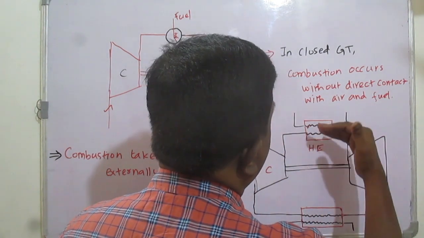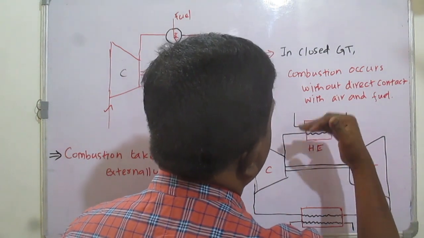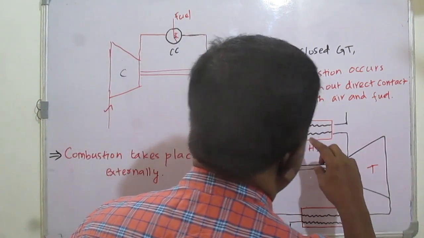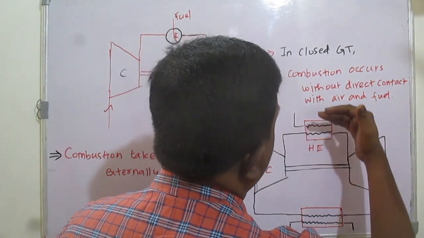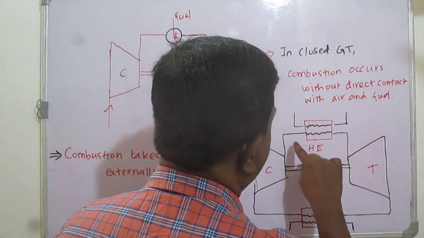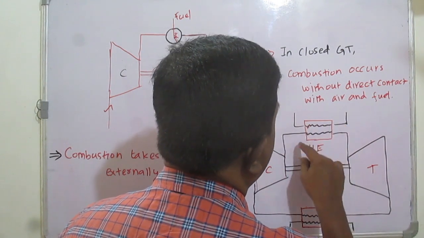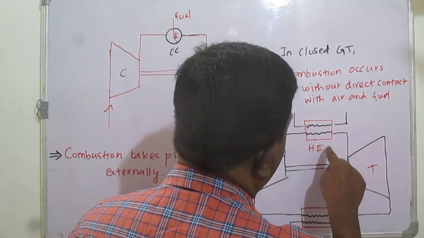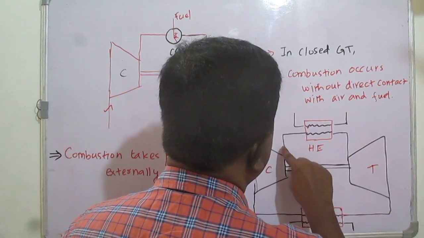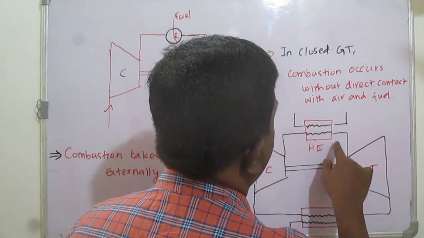The fluid is heated in such a way that air and fuel don't come in contact with each other. That is what we have to understand: air and fuel don't come in contact with each other. By that way we are just heating the fluid which is circulated and comes from the compressor.